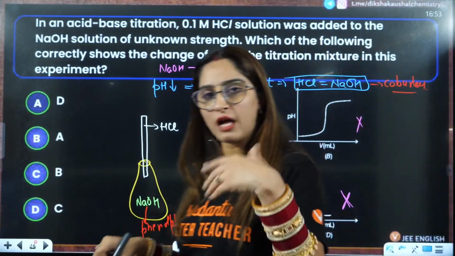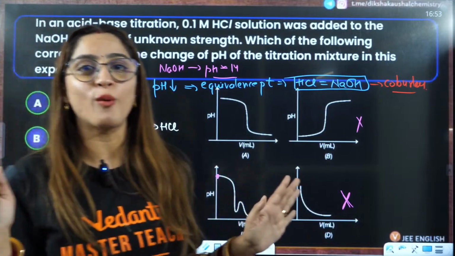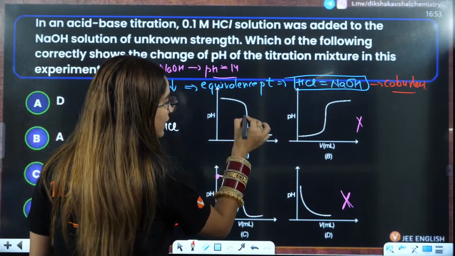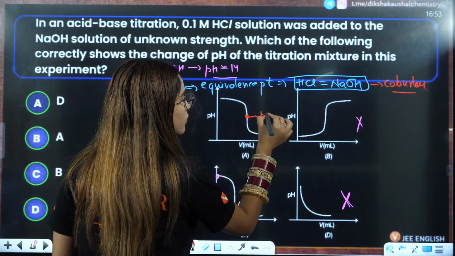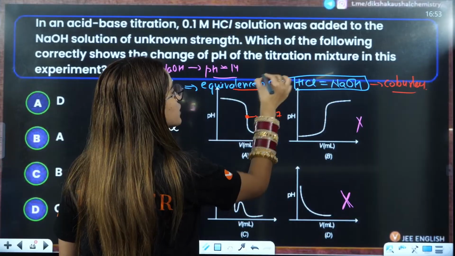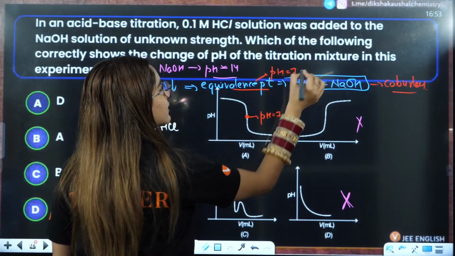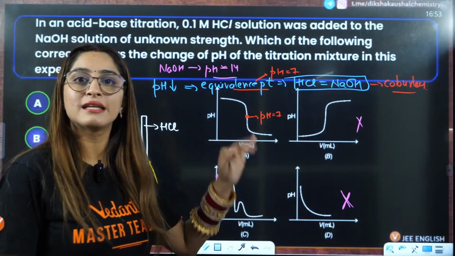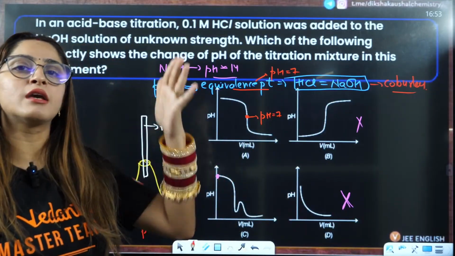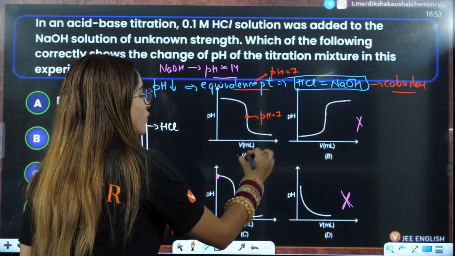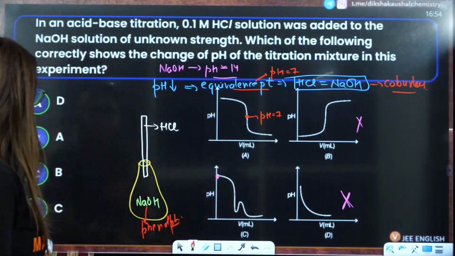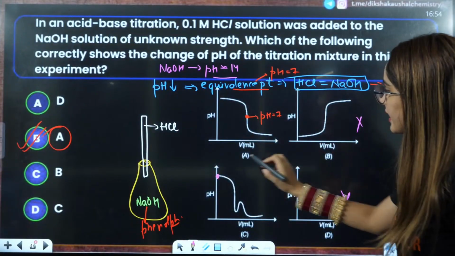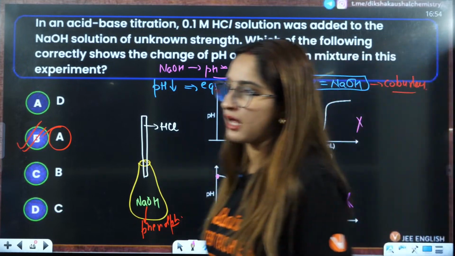After that, you say, okay, I will not stop, I will add more HCl here, right? Till now, you have reached this point where pH is equal to 7. This is the equivalence point, when pH is equal to 7. Even now, you're adding HCl. Now, what will happen? The pH will start decreasing, and hence A is going to be the correct graph. And the A graph corresponds to option B here, so B is the correct answer.